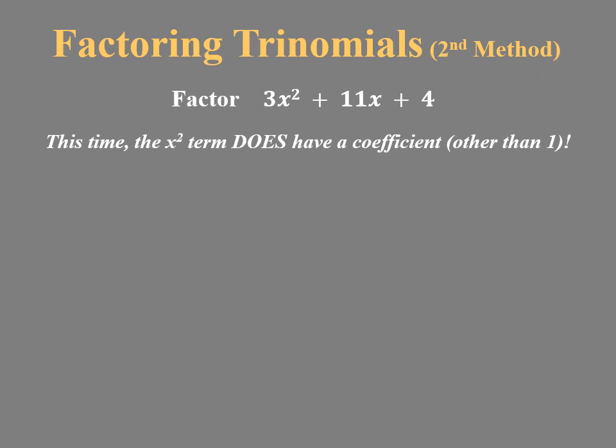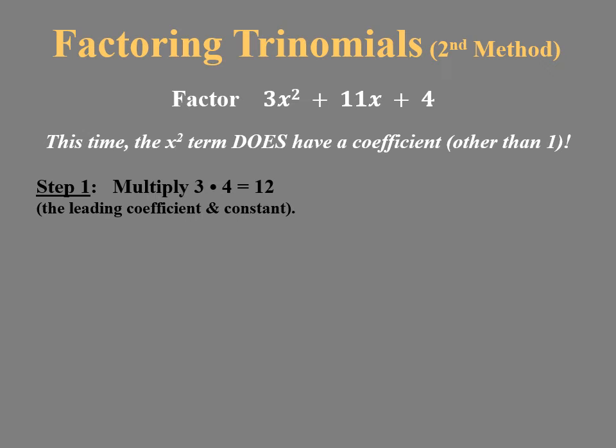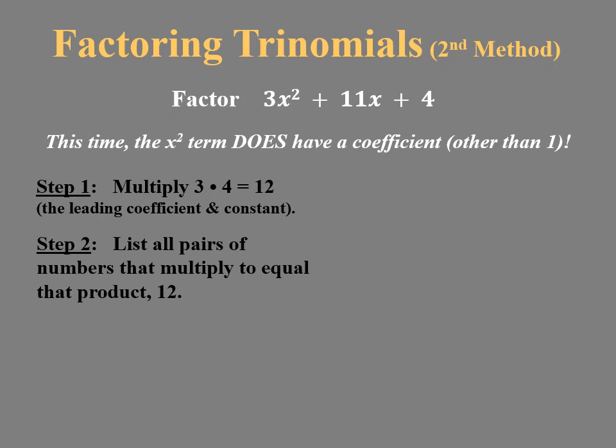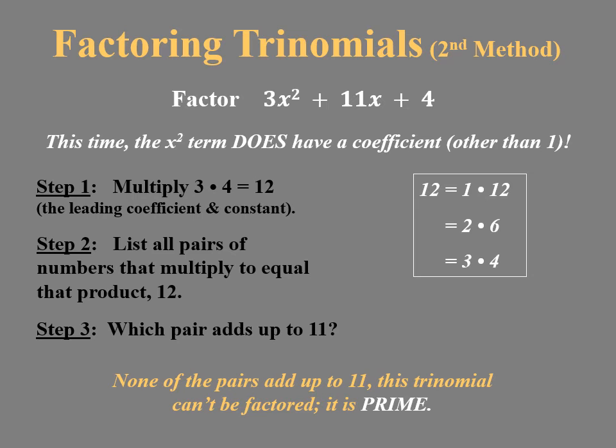Another example, we're going to multiply 12. We're going to list the factors of 12. But there's none here that add up to 11. So therefore, this is a prime trinomial, cannot be factored.